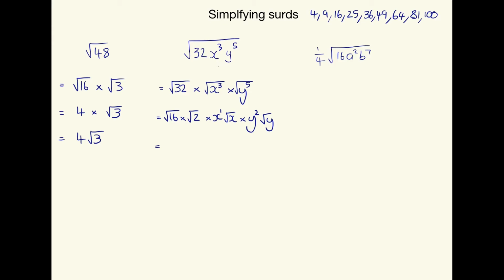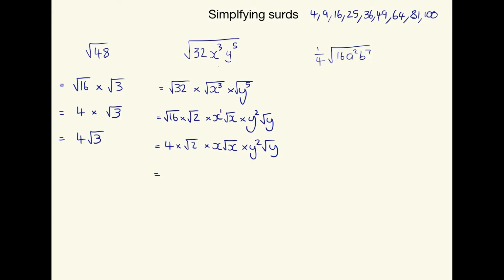I'm scanning this line and I can see that root 16 can be simplified. But essentially nothing else now can be simplified. So this next line will be really dedicated towards the root 16. So root 16 can be simplified to 4. Then I have multiplied by root 2 times x to the power of 1, which is just x, root x times y squared, root y. All right, nothing else can be simplified now.